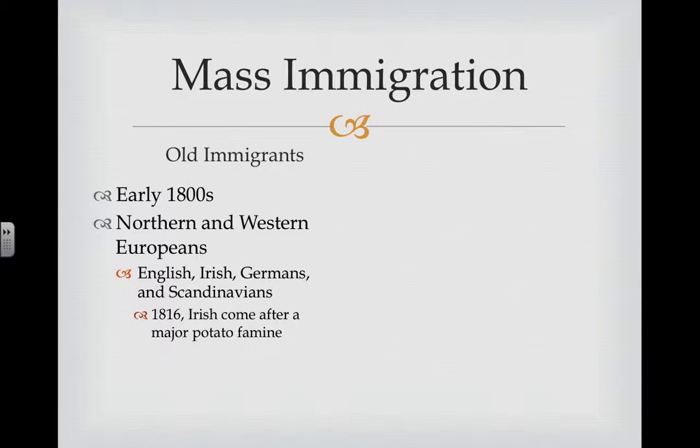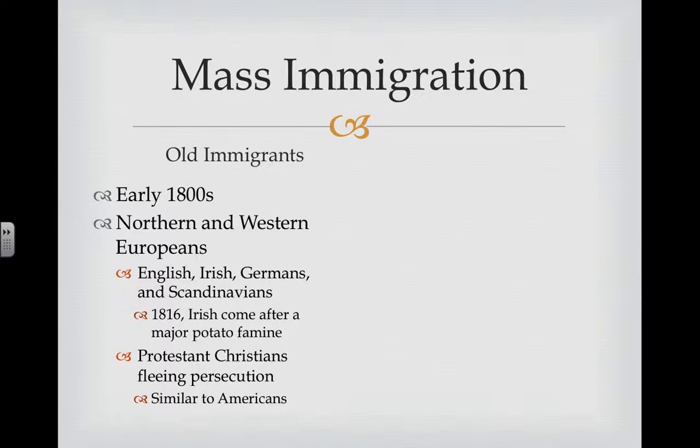Actually, it's important to know that in 1816, there was a huge migration of Irish people to the United States after a major potato famine in Ireland. And English, Irish, German, and Scandinavians are all Protestants. So they're all Protestant Christians. Remember that Protestant is a branch of Christianity. And so it's all Christians.